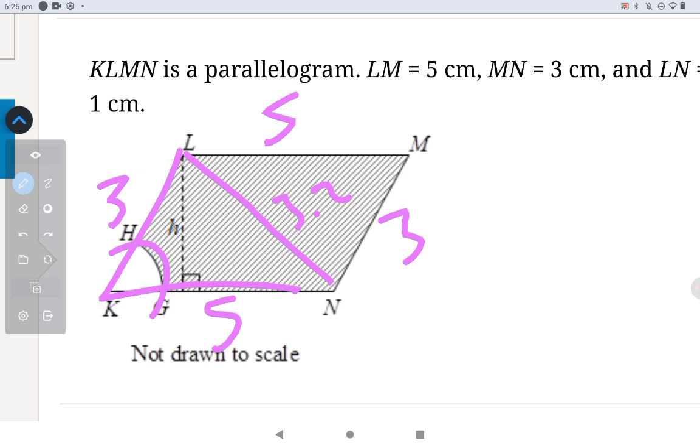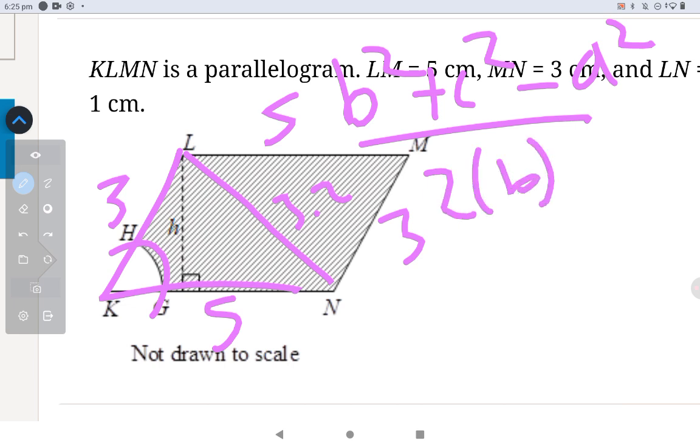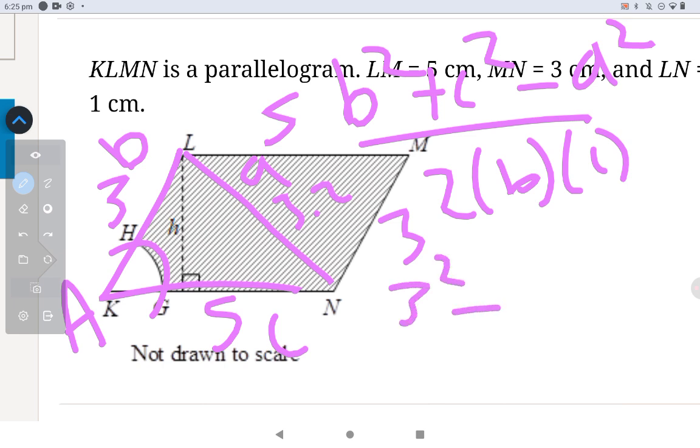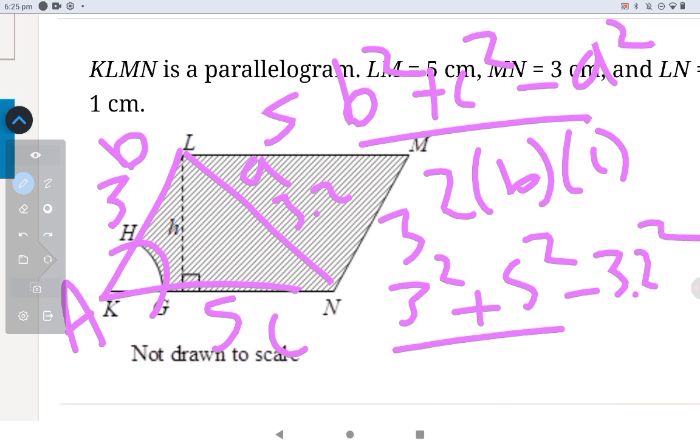To find an angle, we can use cosine rule. And how do we use cosine rule? It's going to be b square plus c square minus a square over 2bc. And to clarify which one is b, c and a, this angle that we're finding is capital A. The opposite side will be a, this will be b, and this will be c. Okay, 5 is c, 3 is b. Now let's substitute. We're gonna get 3 squared plus 5 squared minus 3.2 squared over 2, 3 and 5.